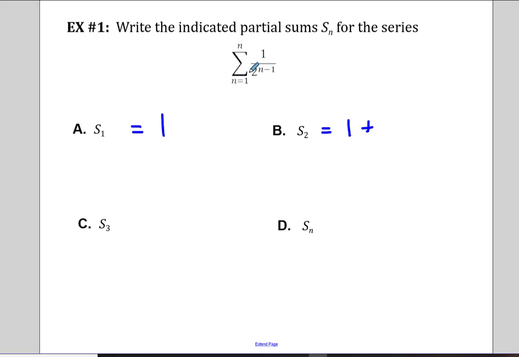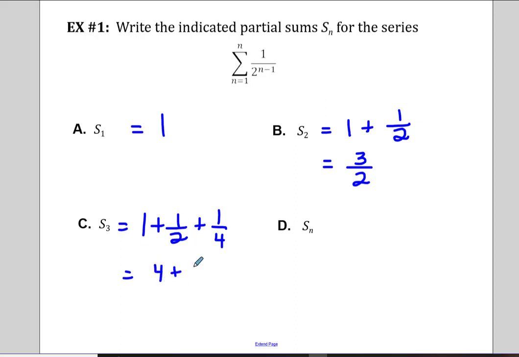so that would be a 1 here, s sub 2, and that would be 2 minus 1, so 2 to the 1 power, or 1/2. So our s sub 2, or second partial sum, would be 1/2. S sub 3 would be 1 plus 1/2, and then again putting a 3 here, that would be 2 to the second power, which is 1/4. So that would be 3/2, so 4/4 and 2/4 and 1/4 would give us 7/4 for that third partial sum.